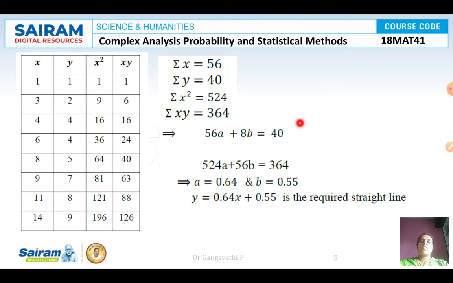So these equations can be solved simultaneously for the values of a and b. I hope you all know how to solve them simultaneously. Once we solve them simultaneously, we get the values of a as 0.64 and b as 0.55. Once you have the values of a and b, you have to substitute them in your given equation, that is the equation of a straight line. The equation of a straight line was y is equal to ax plus b. So a value is 0.64 and b value is 0.55, so y = 0.64x + 0.55 is the required straight line equation.